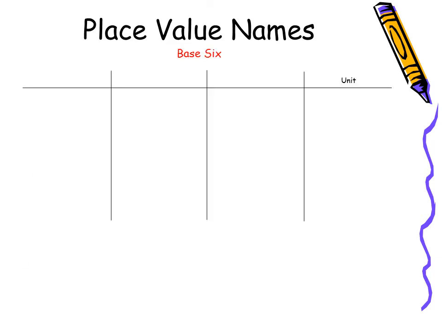Okay, same thing I want you to do for base 6. And if you've done it correctly, your place value names should be units, 6s, 36s, and groups of 216s.